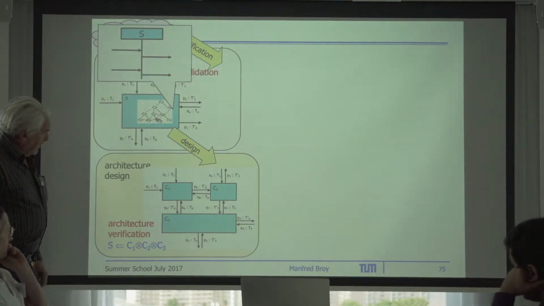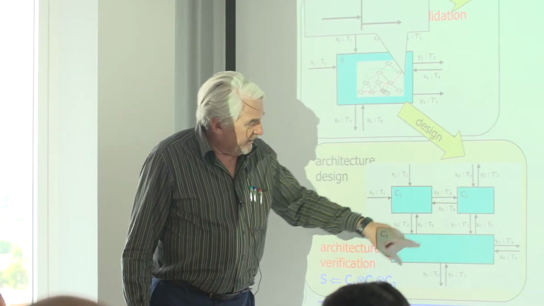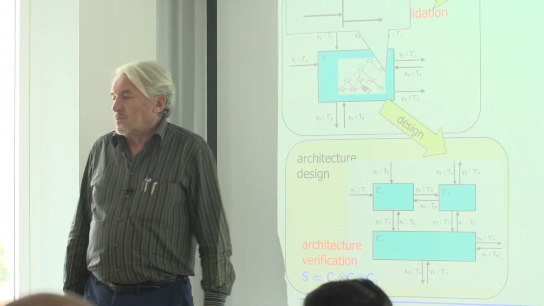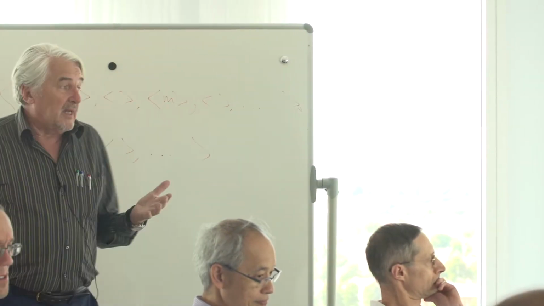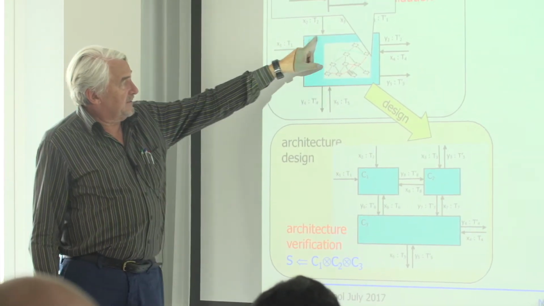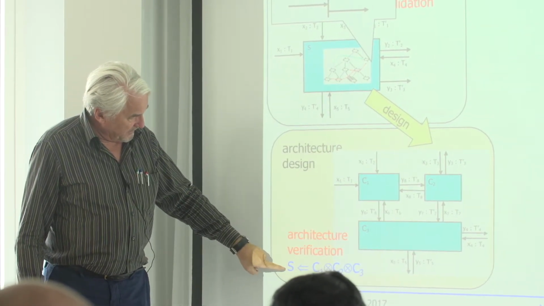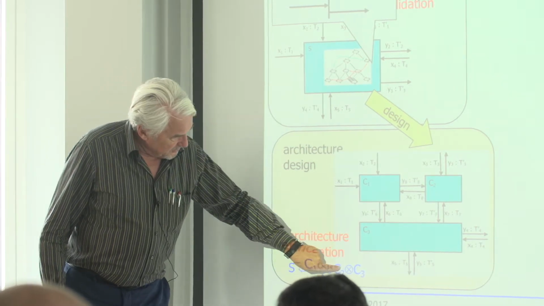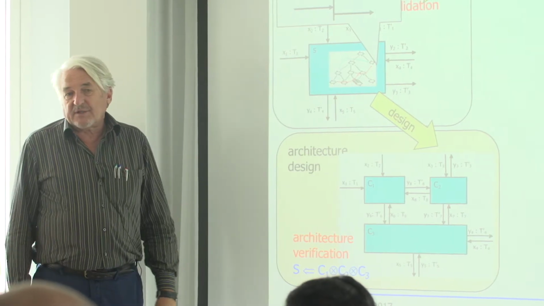If you follow the systems engineering approach, you write specifications for each of the components. You could write them again as assertions, but you could write them also as state machines. And then you get an architecture verification condition. Remember, this was S, the system specification, and now you have to prove that the composition of the components implies what is required by the system specification.